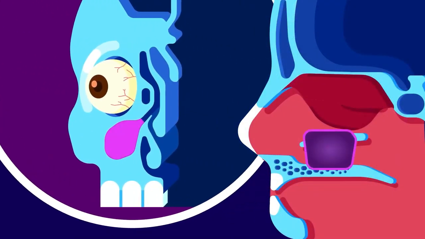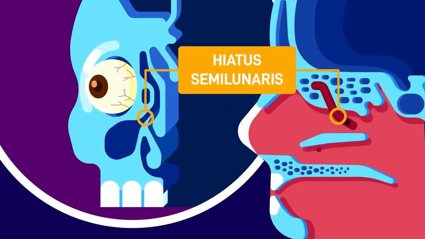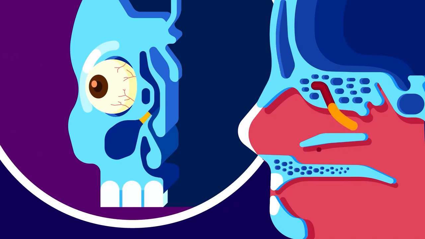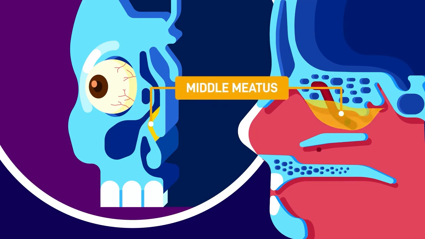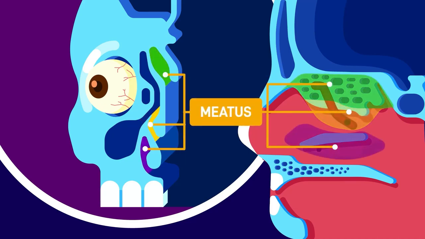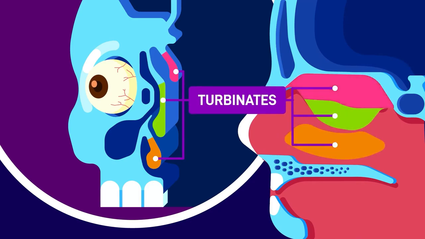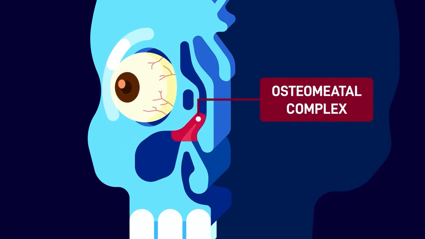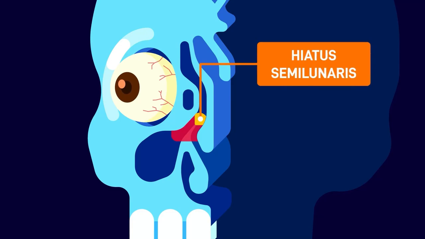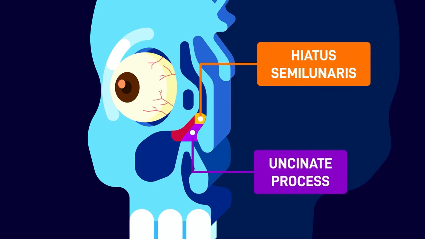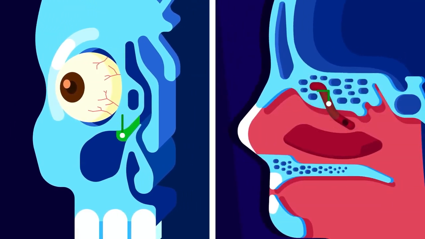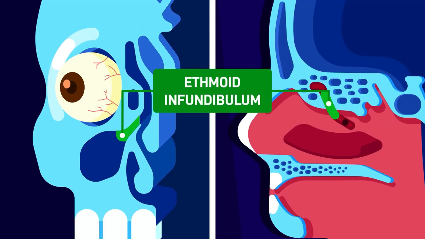The maxillary sinuses empty into the nasal cavity via the hiatus semilunaris, a crescent-shaped groove in the lateral wall of the nasal cavity inside the middle meatus. Meatuses are the space behind the turbinates, the bony projections inside the nose. The hiatus semilunaris is a part of a unit called the osteomeatal complex. It consists of the hiatus semilunaris, the uncinate process, a bony hook projection from the ethmoid bone, and the ethmoid infundibulum, a curved channel that drains the frontal sinus.